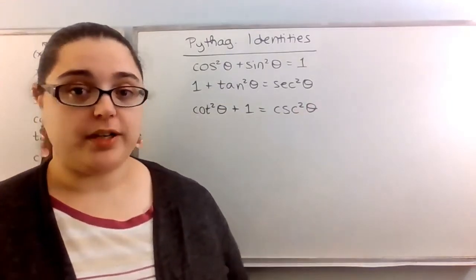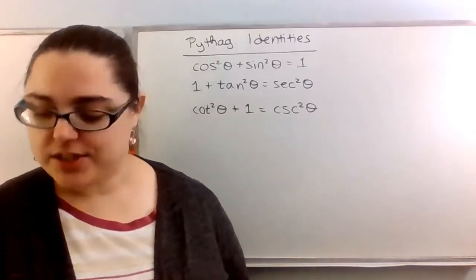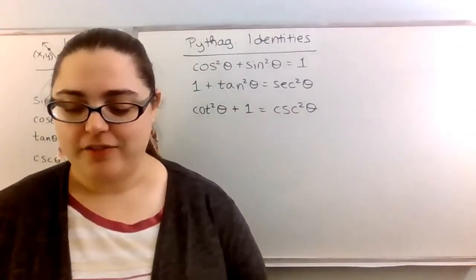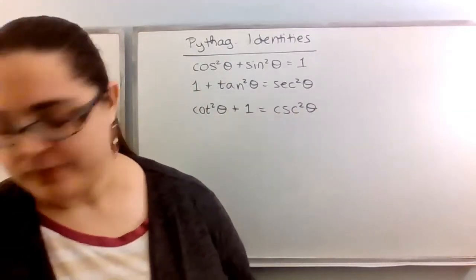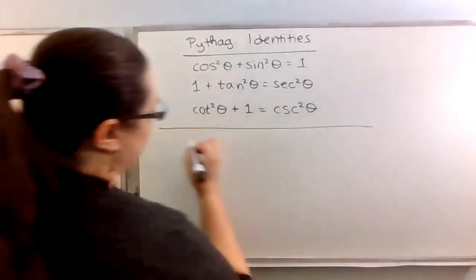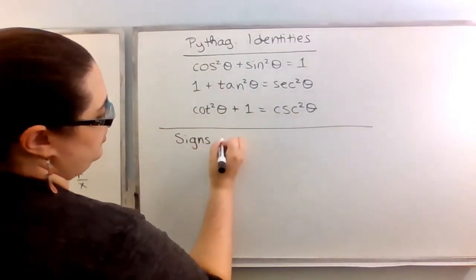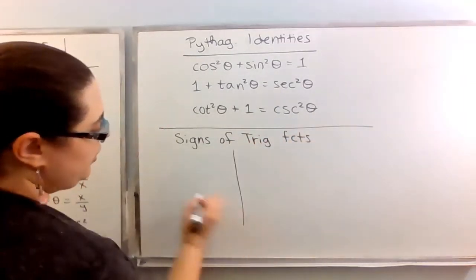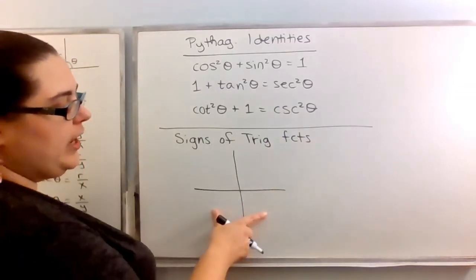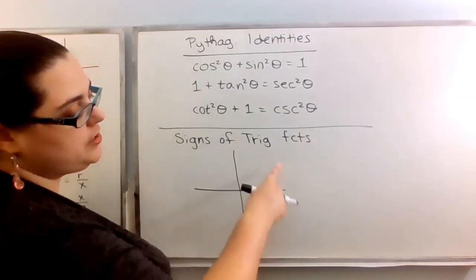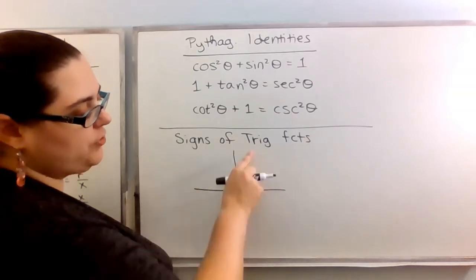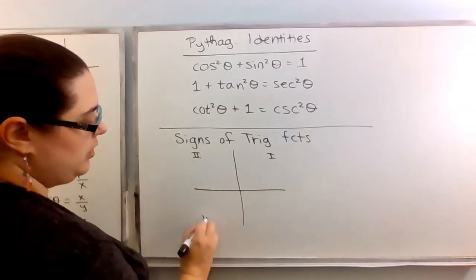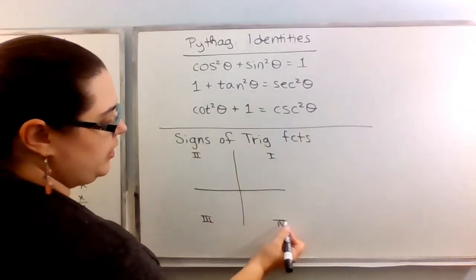And if we're working on our trig fact sheet, we have one more left to do, and that's going to be the sign, S-I-G-N, not S-I-N-E, of each of our trig functions. So the signs of the trig functions. To start out with, I'm going to draw my coordinate plane, and remember that we label the quadrants starting from the top right and going counterclockwise. So this is quadrant 1, this is quadrant 2, 3, and 4.